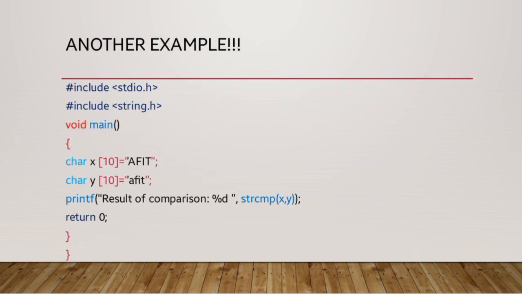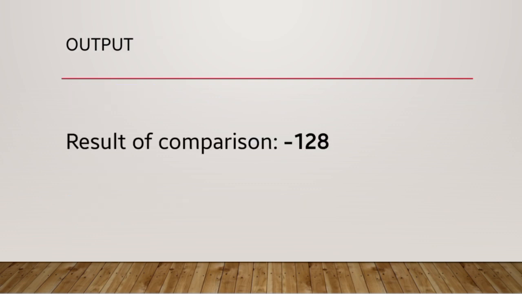This time around, let's use the word AFIT. X is going to be storing the word AFIT in capital letters. Y is going to be storing the word AFIT in small letters. Now, can you guess the output that is going to be displayed, or the return value in decimal? All right. So the output is going to be minus 128. That's the output we are going to see.